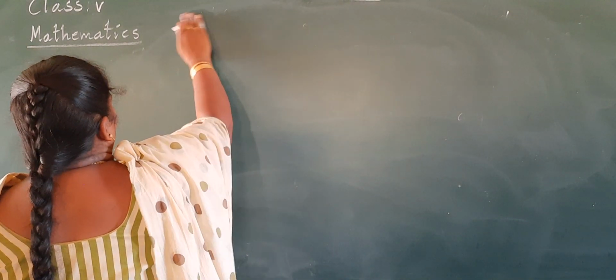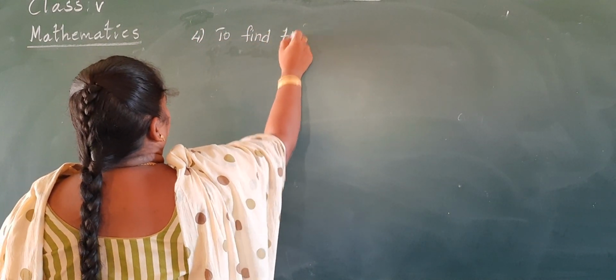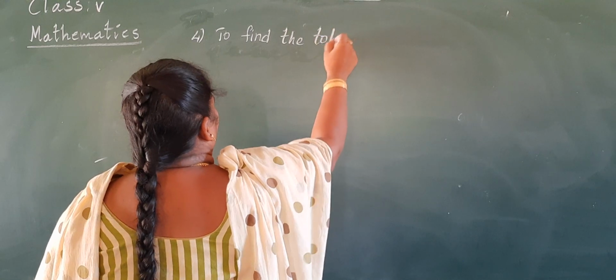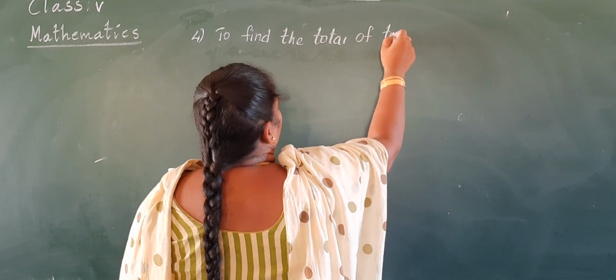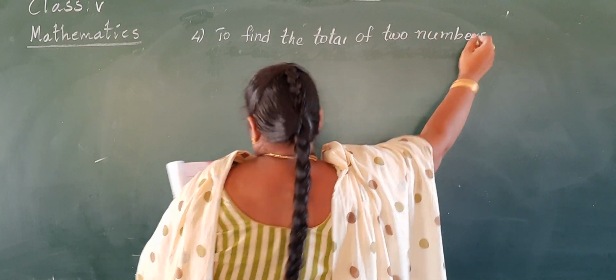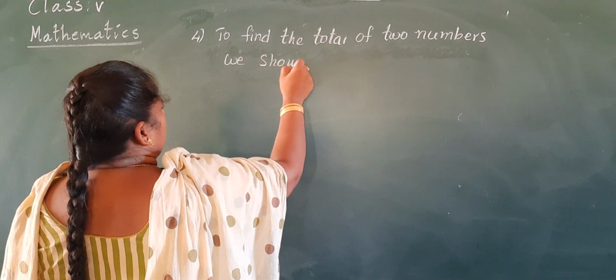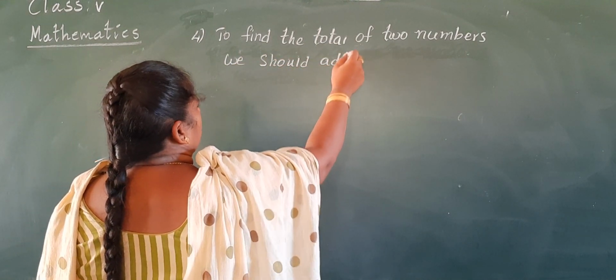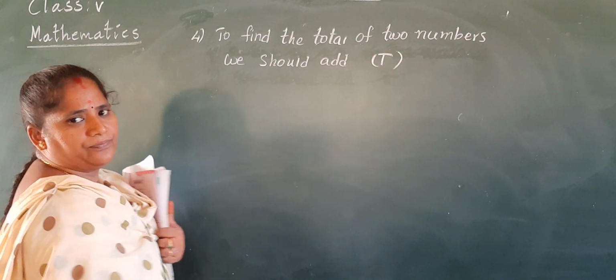To find the total of two numbers, we should add. Total means add only, no, Nana. So this statement is correct. All of you keep true.